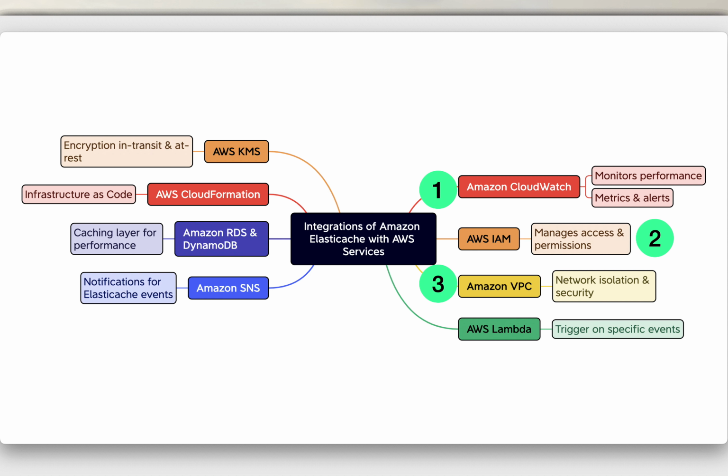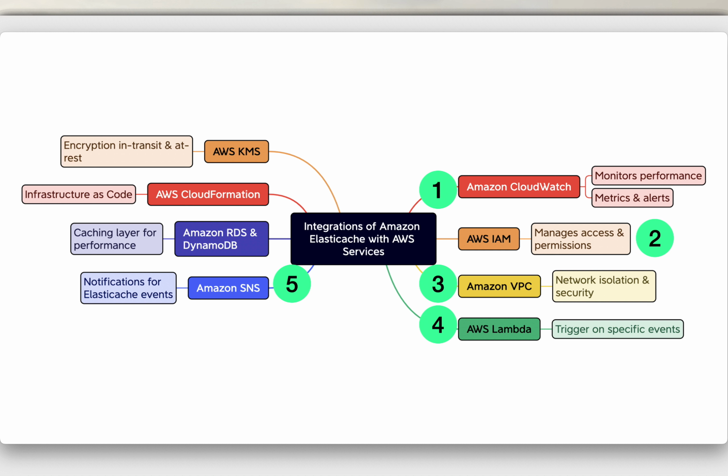3. Amazon Virtual Private Cloud, VPC. Amazon Elasticache can be launched within a VPC, ensuring network isolation and security. 4. AWS Lambda. You can trigger Lambda functions based on specific events or conditions within Elasticache, such as when a backup completes. 5. Amazon Simple Notification Service, SNS, sends notifications related to Elasticache events, helping in monitoring and managing the environment.